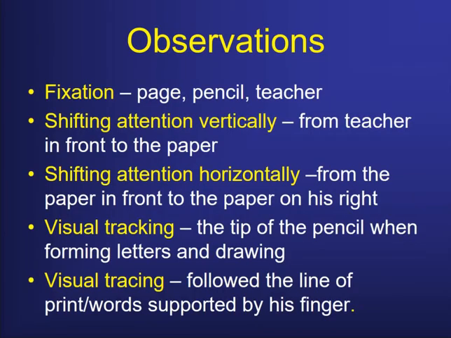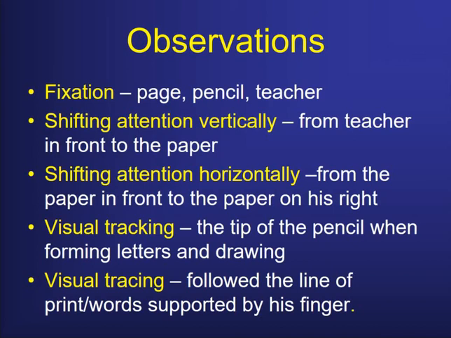Compare your list of visual skills with these. Fixation. He was able to fixate on the page, his pencil, and the teacher. He could shift his attention vertically from his teacher to the front to his paper. He could also shift his attention horizontally from the paper in front of him to the paper on his right. He could visually track the tip of the pencil when forming the letters and when drawing. And he could visually trace or follow the line of the print words supported by his finger.